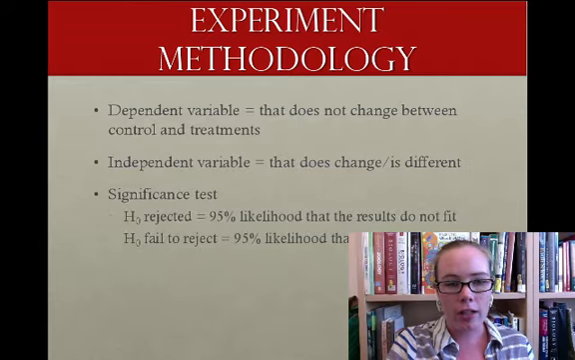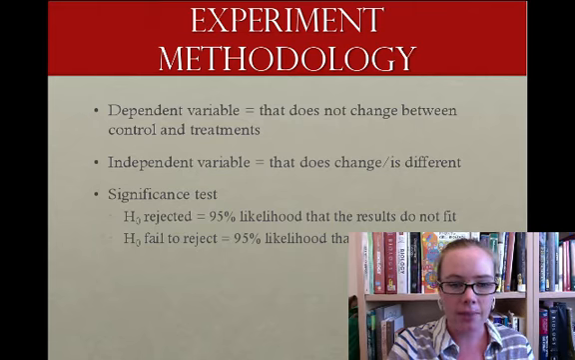When we run our experiment, there's a couple things that are important. The first is that every experiment has a dependent and an independent variable. The dependent shouldn't change. So that means both the control and the treatment have the dependent variables. However, the independent variable does change. So usually the control does not have the independent variable, but the treatment does.